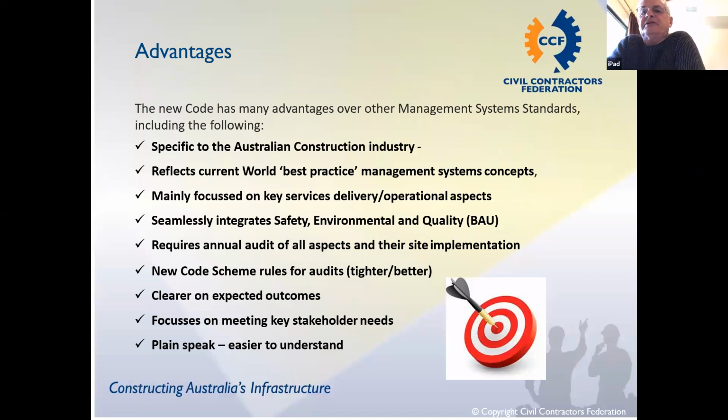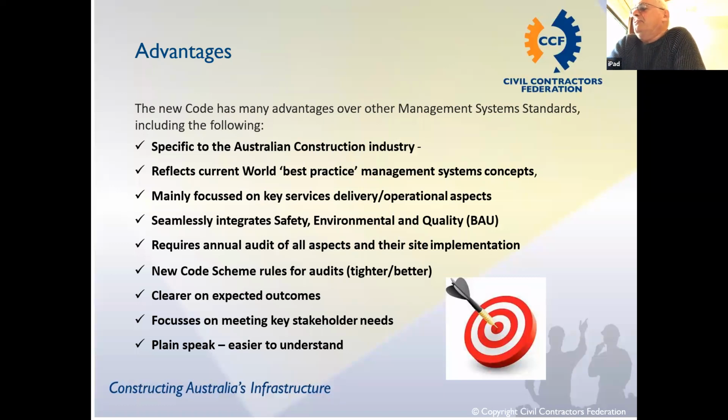Do you notice the next one? Seamlessly integrate safety, environmental and quality. In other words, that BAU, I finally worked out what it means. Business as usual. So there's nothing changed in that time. It's integrating all those 3 elements. Requires annual audits of all aspects and their site implementation. New code scheme rules for auditing. Yeah, it's a bit tighter, and I reckon it's a bit better.